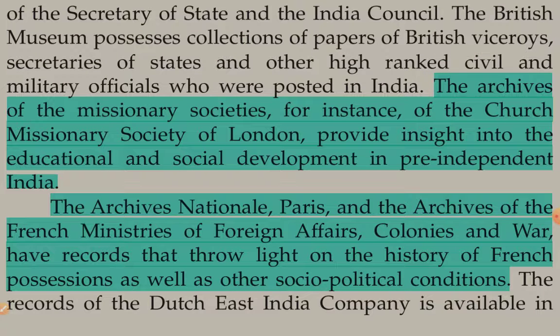The archives of the missionary societies, for instance, of the Church Missionary Society of London, provide insight into the educational and social development in pre-independent India.